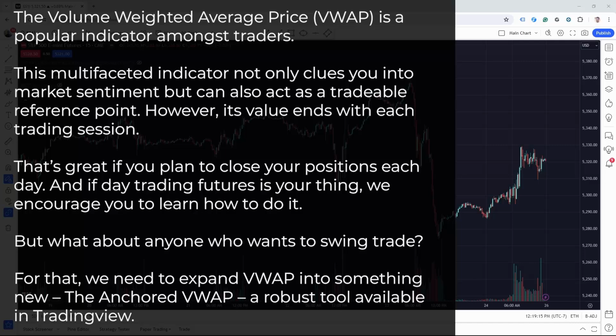That's great if you plan to close your positions each day, and if day trading futures is your thing, we encourage you to learn how to do it. But what about anyone who wants to swing trade? For that, we need to expand VWAP into something new. That is the Anchored VWAP, a tool available in TradingView.